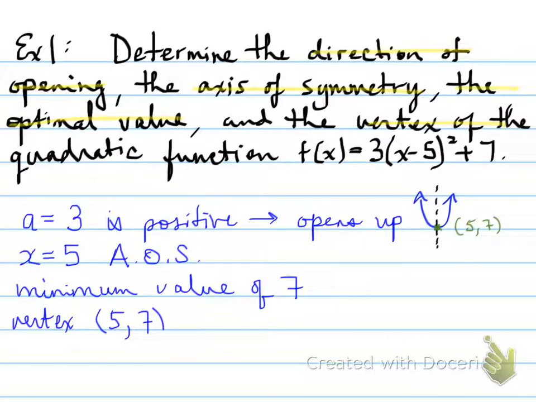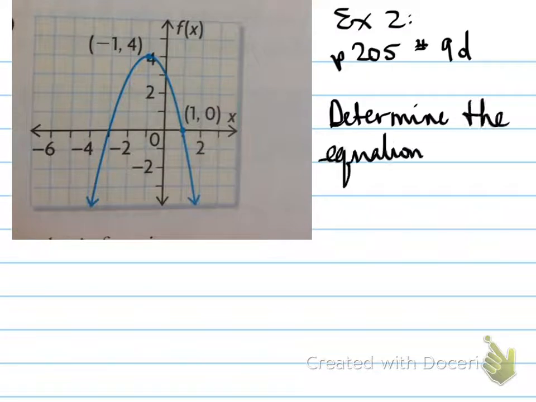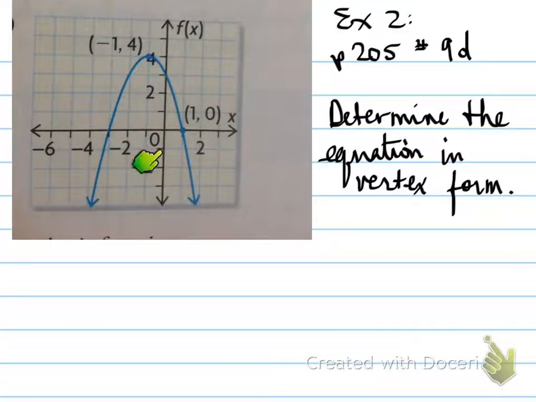Now, moving on. Example 2. And this is taken from page 205, number 9D. You're asked to determine the equation in vertex form of this particular parabola. You're given the vertex, which is great. That gives us our h and our k. And we're given a point. We need to figure out the equation of this parabola. How are we going to do that?